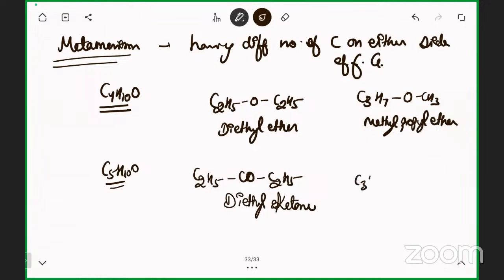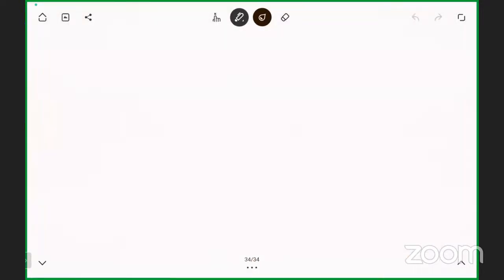We can take another one, C3H7COCH3, that is again methyl propyl ketone. So this is again an example of what? Metamerism.